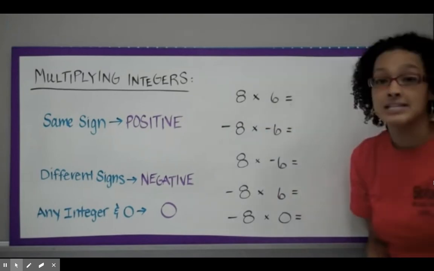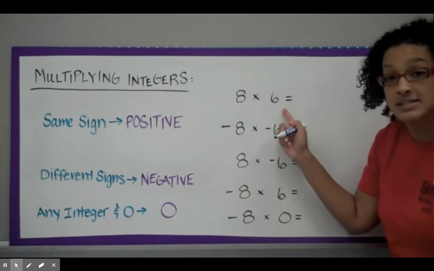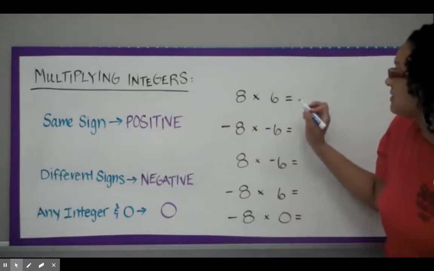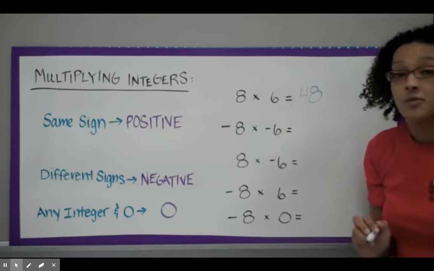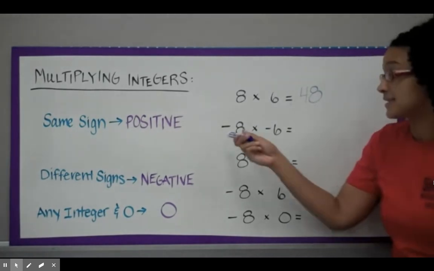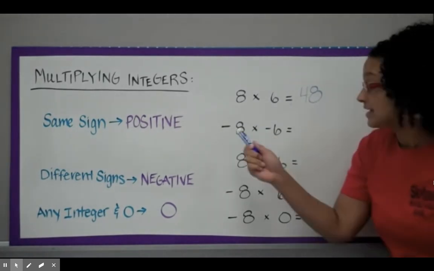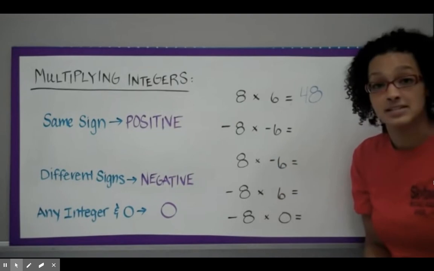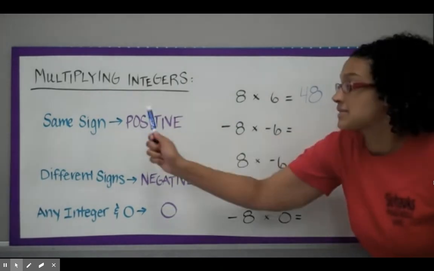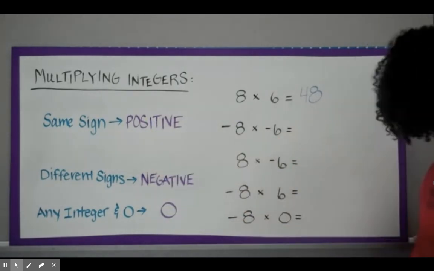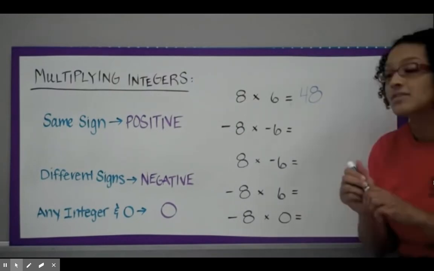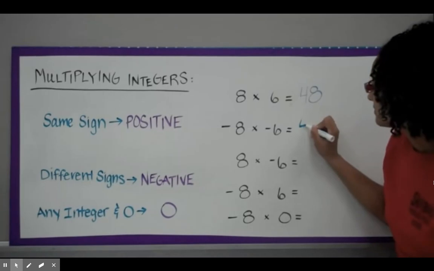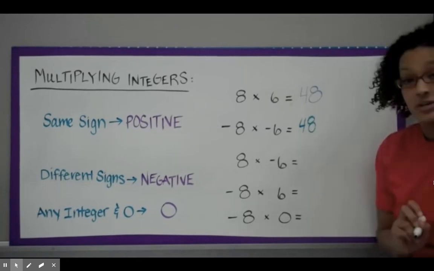We've got 8 times 6. They're both positive. They have the same sign. And so it's going to be a positive 48. The next example, they still have the same sign. Negative 8 times negative 6. They're both negative. When they have the same sign, the answer is positive. So it'll again be a positive 48.